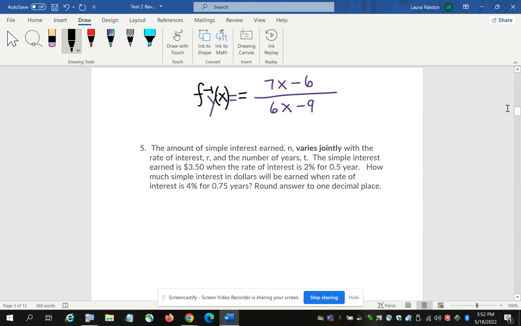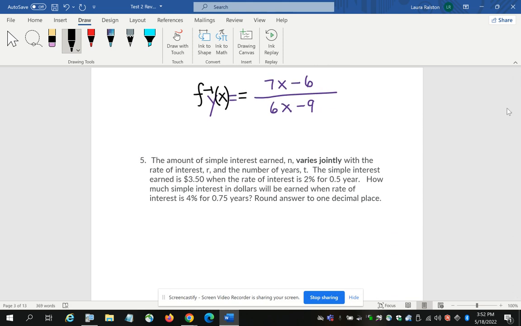All right, question 5 is a word problem, which I know a lot of you find daunting. So let's walk it through very carefully. It says the amount of simple interest earned, I, varies jointly with the rate of interest r and the number of years t. The simple interest earned is $3.50 when the rate of interest is 2% for 0.5 year. How much simple interest in dollars will be earned when the rate of interest is 4% for 0.75 years? Round the answer to 1 decimal place.